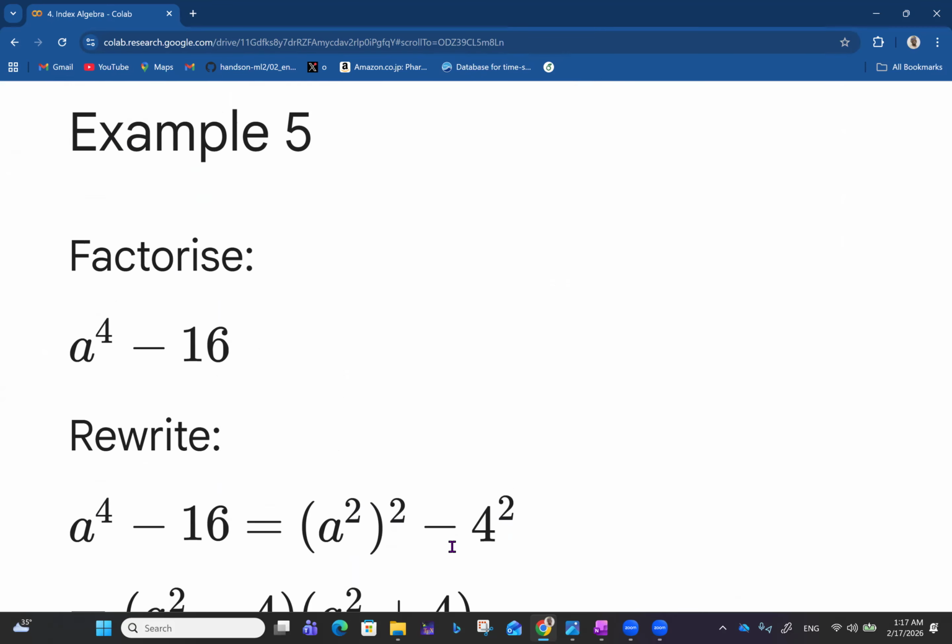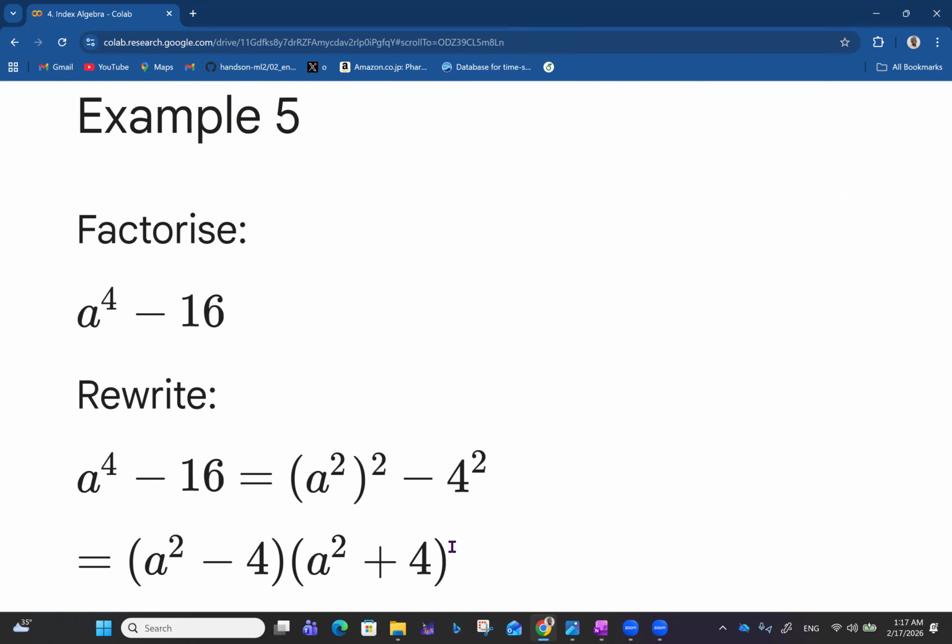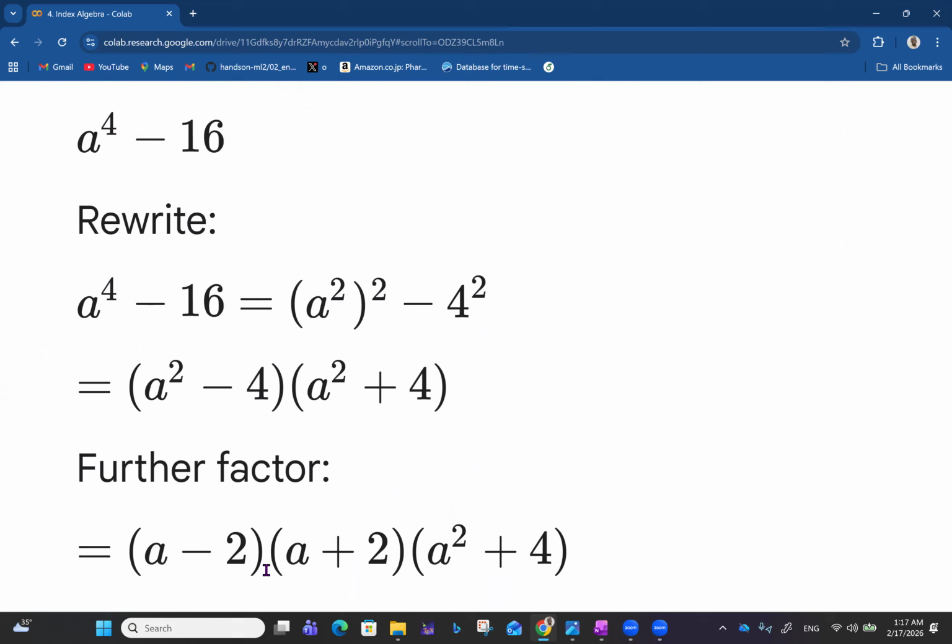Then for example 5, you want to factorize a raised power 4 minus 16. That's a raised power 4, which can be a squared squared, minus 4 squared. All right, so that we can have a squared minus 4 into a squared plus 4. Now, that's not the end of it, because this 4 is also a square. So you have a squared minus 2 squared into a squared plus 4. So you end up having this.